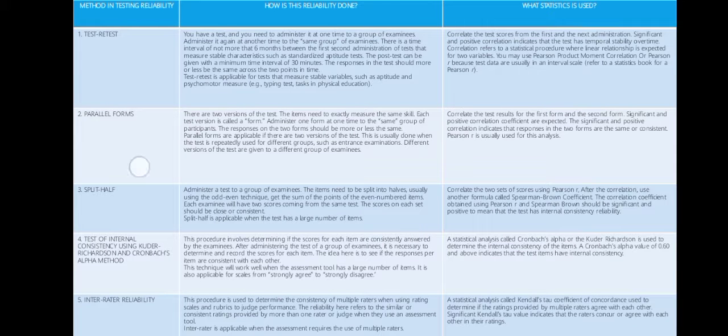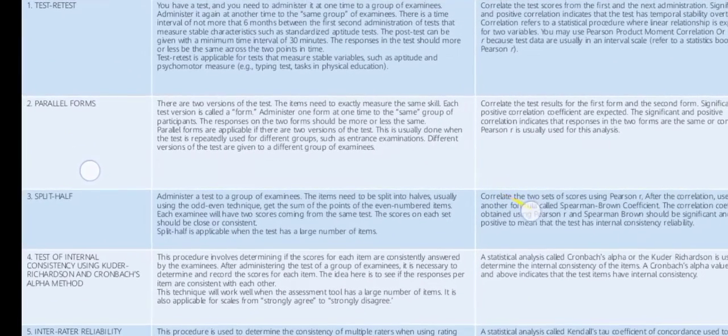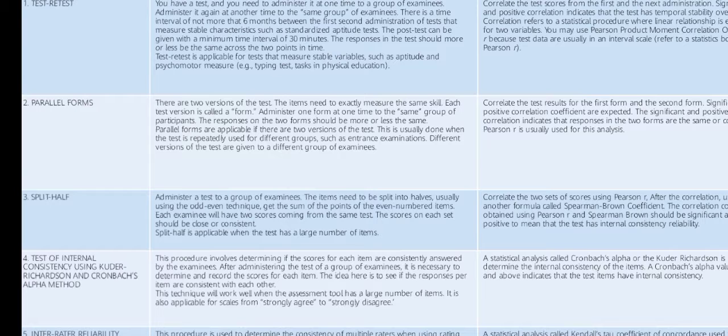So the first column is the method in testing reliability. Second column, how is this reliability done? And third column, what statistic is used? So first method, the test-retest. You have a test and you need to administer it at one time to a group of examinees. Administer it again at another time to the same group of examinees. There is a time interval of not more than 6 months between the first and second administration of tests that measure stable characteristics such as standardized aptitude tests.